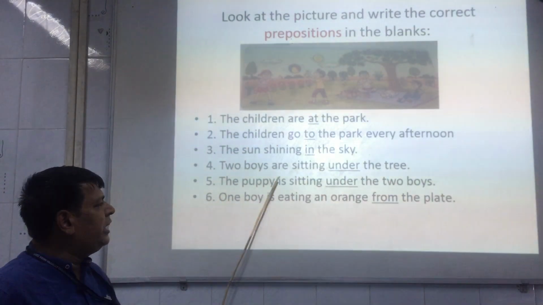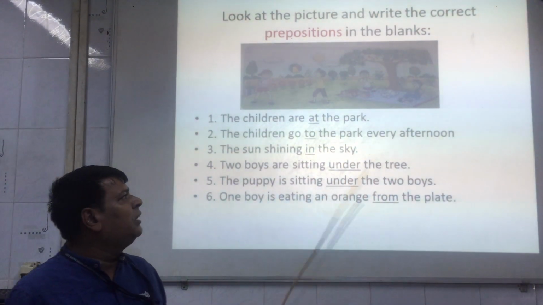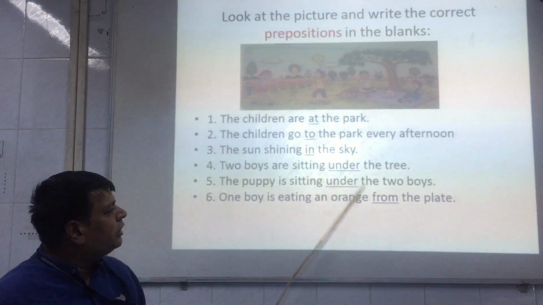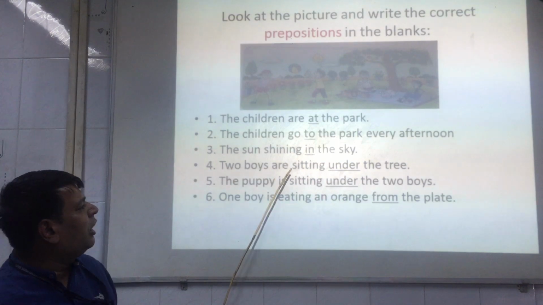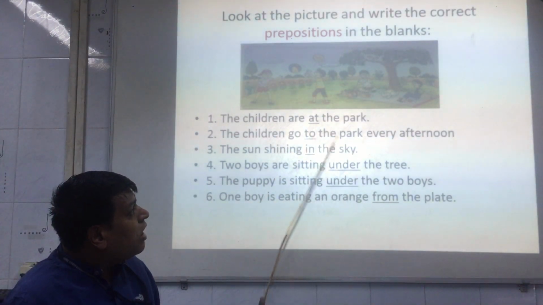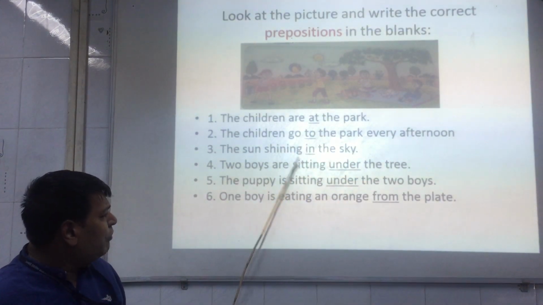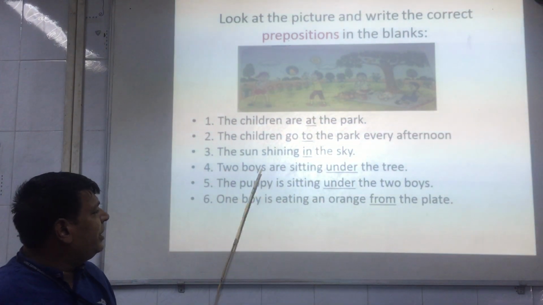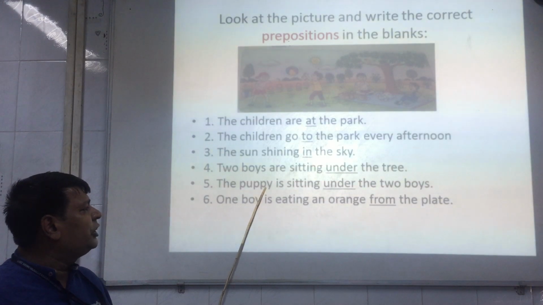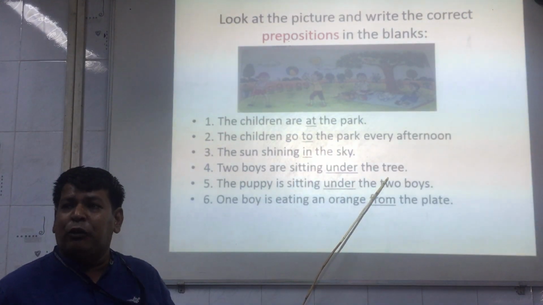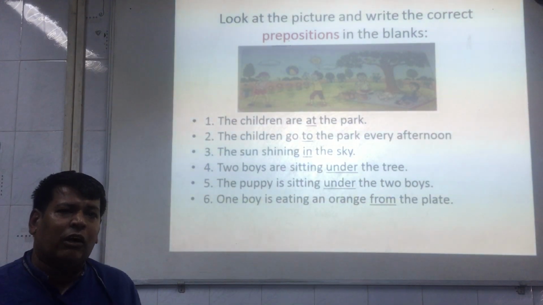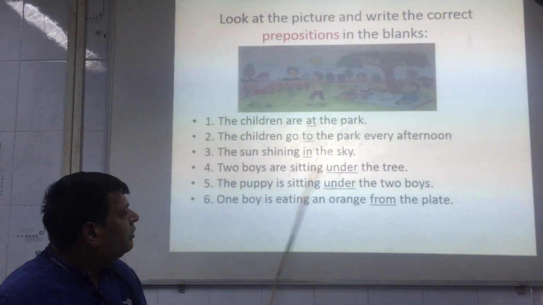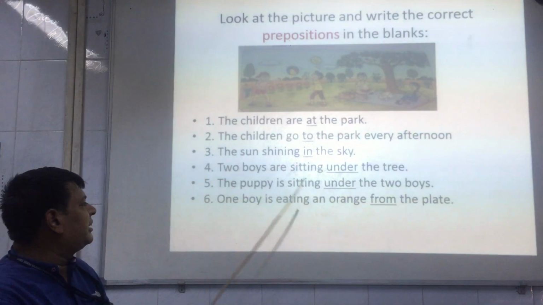Fifth one, the puppy is sitting dash the two boys. Now you can see here the picture also. The puppy is sitting between the two boys. Between the two boys. Now here between is the preposition which shows the relationship between the puppy and the two boys. As a preposition is followed by a noun, so between is followed by two boys. See the next one now.